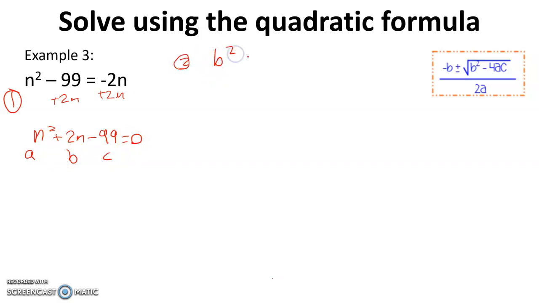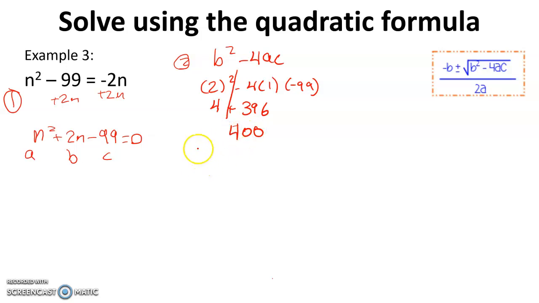So b squared minus 4ac. Plug in the b, so that's going to be 2 squared minus 4 times 1, which is the a value, times negative 99, which is the c value. Just as we did with the discriminant, I'm going to split it, do this part by itself, then this part. So I got 4, and then negative 4 times 99, it's going to be plus 396. If I add those together, I get 400. This number is positive, so I can go ahead and continue. I'm just going to take the square root of that and get myself 20.